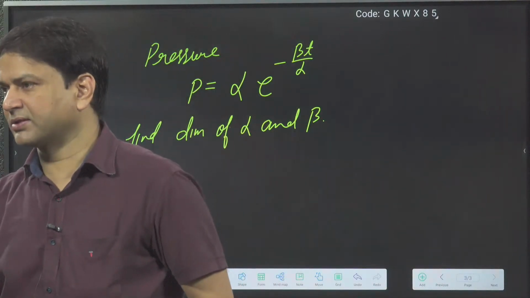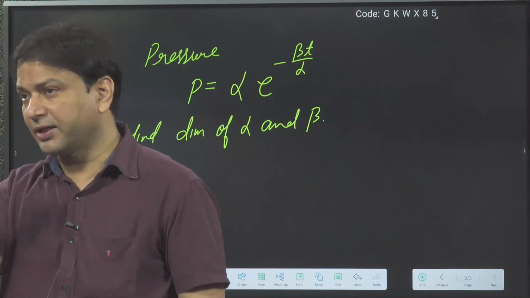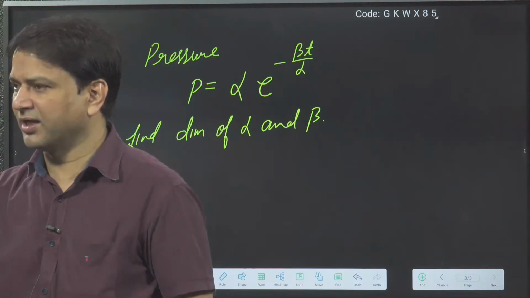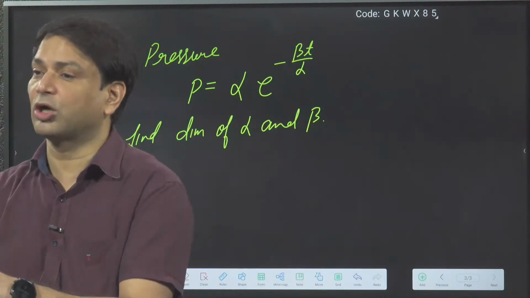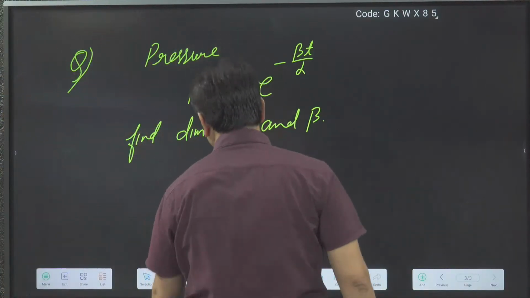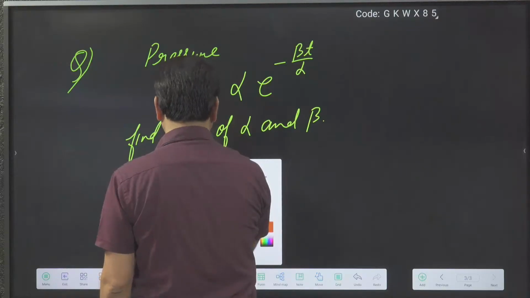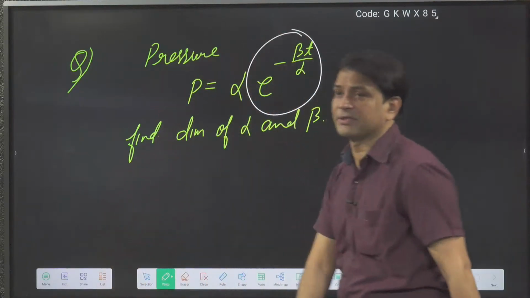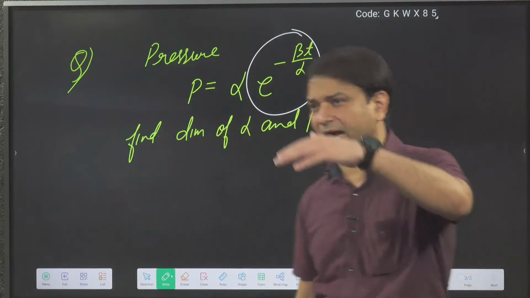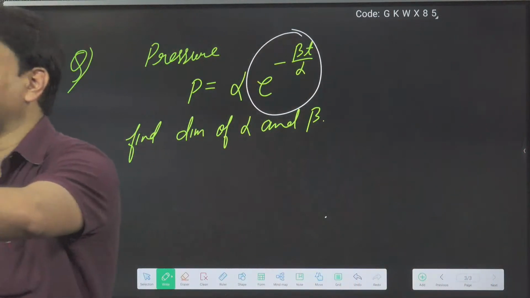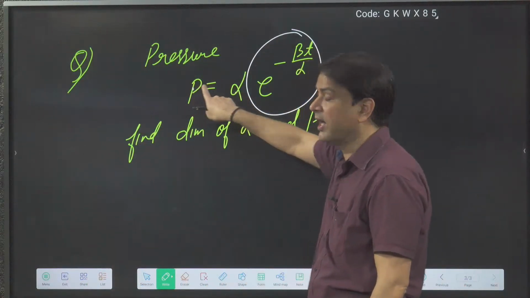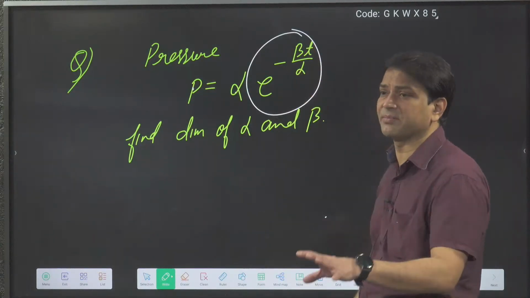Power must be dimensionless. So what is the power here? Beta T by alpha. One thing I can say, beta T by alpha is dimensionless. Exponential input as well as output is dimensionless. So the output is also dimensionless, then I can say dimension of pressure is same as dimension of alpha. Everybody got this or not? Dimension of alpha is equal to dimension of pressure, and beta T by alpha must be dimensionless.